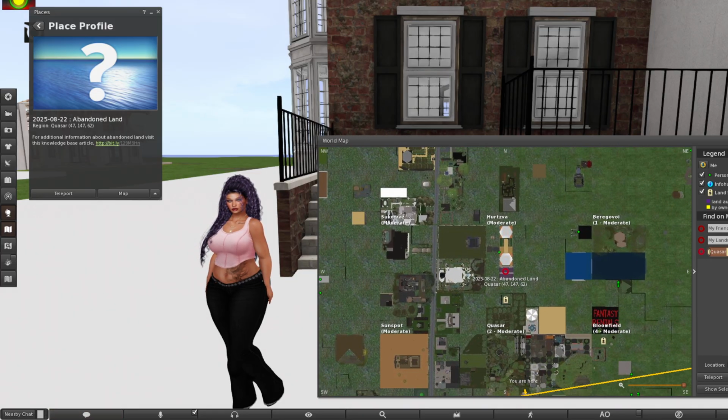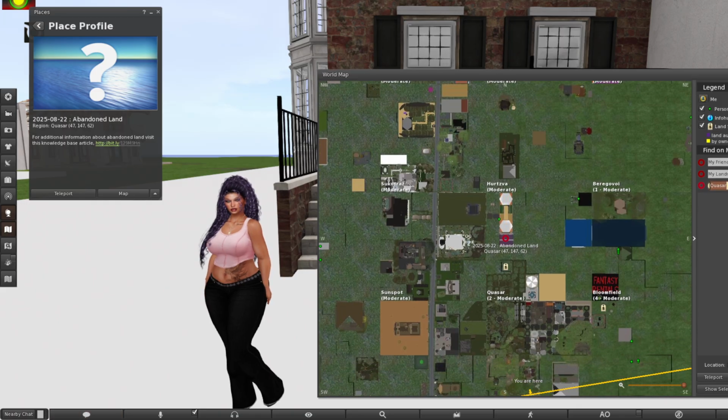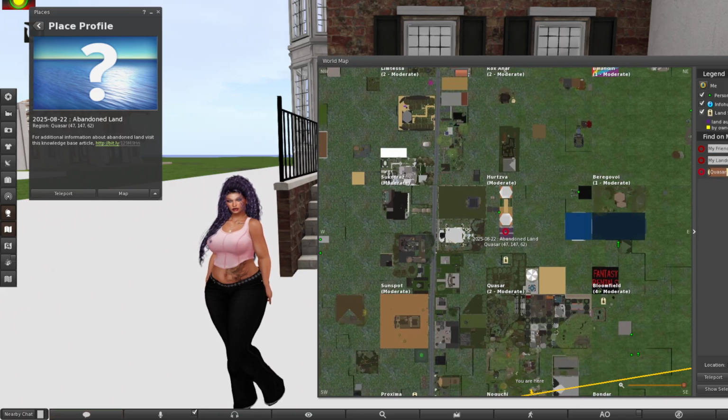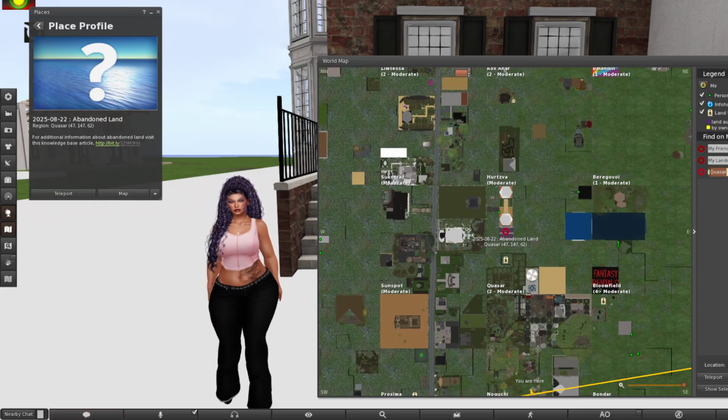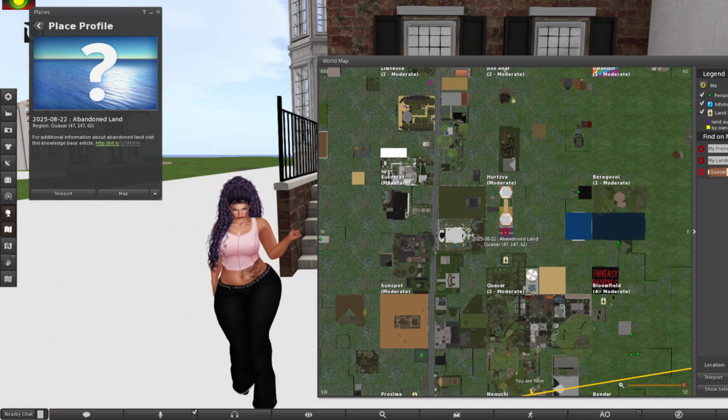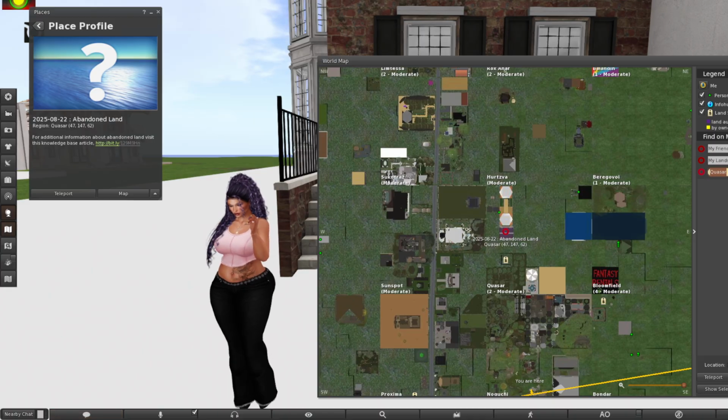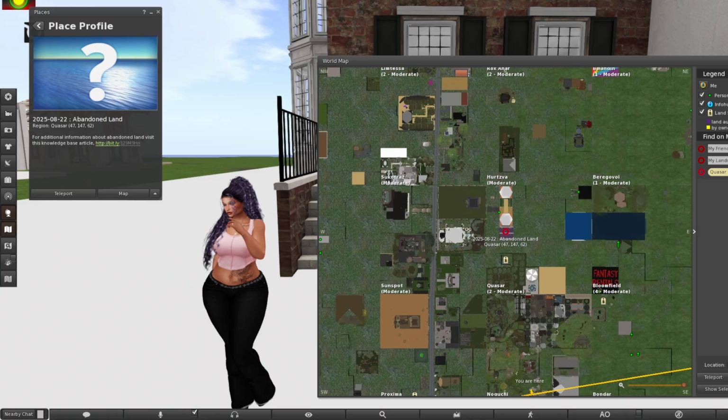But when you look on the map, there's so many ways to find land, you guys. See this little price tag? That means that that land is for sale, right? So anywhere you see a price tag, and then this is moderate and adult. I'm not even showing the general regions. We got that. So every time you see a price tag, it's something for rent or to buy, right?